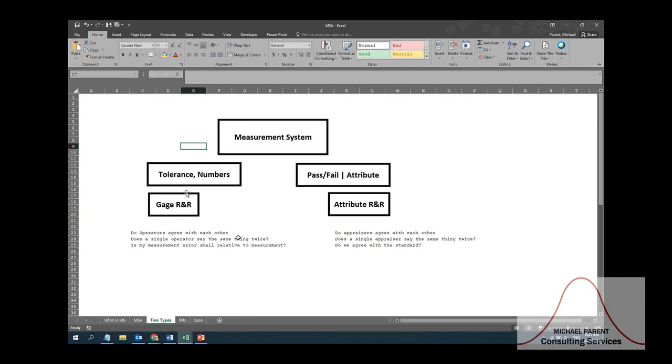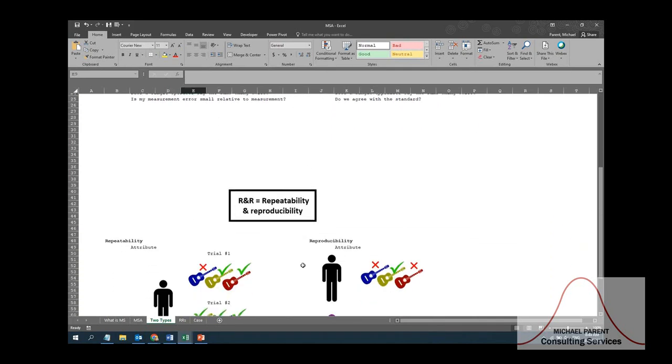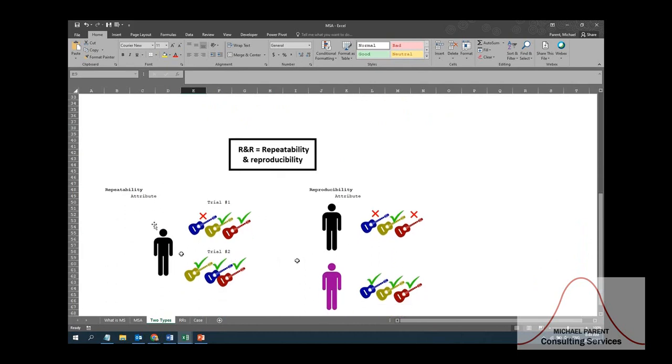We then talked about two different types of measurement system analyses. The one that you use tolerance in numbers with, we call it a gauge R&R. Remember that R&R stands for repeatability and reproducibility. And then we also have this pass-fail mechanism, the attributes. Is this good, is this bad? We talked about what those looked like.